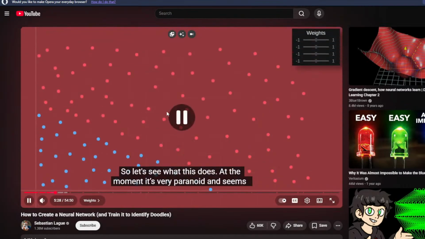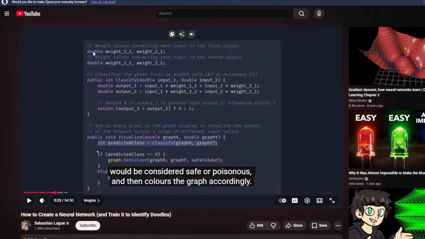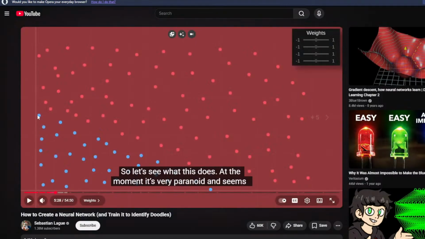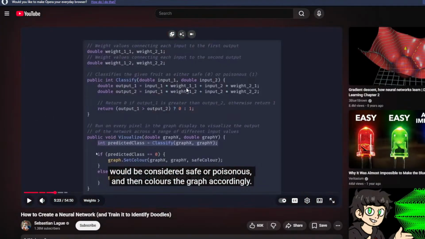Okay, so we have these points. Each has an x-axis and a y-axis attached to this point, right? So we're saying the output of one, whether it's safe or not, equals the input one, which is graph x, the x-axis of this point, times the weight 1 1, each input to the first output. The first output is being safe, right? Plus input two, which is going to be the y-axis, right?